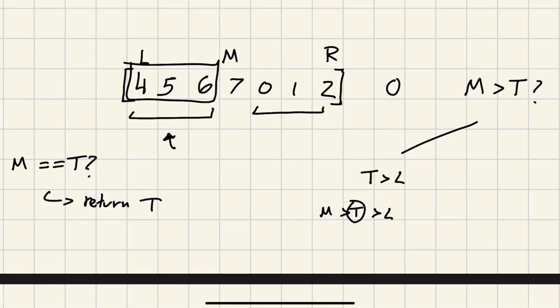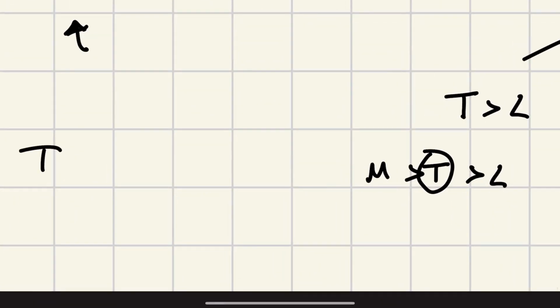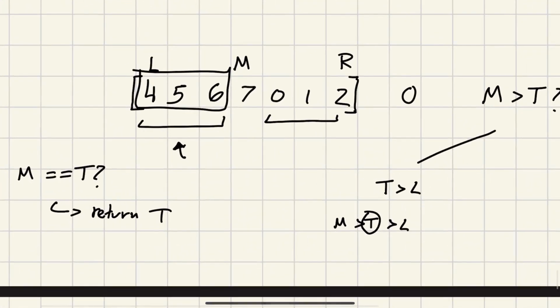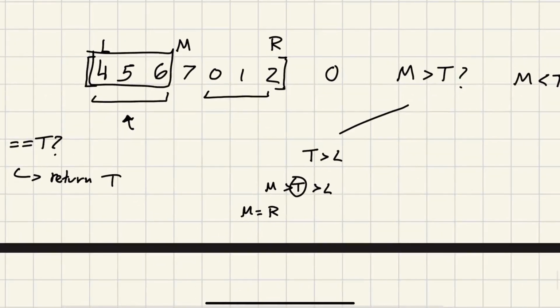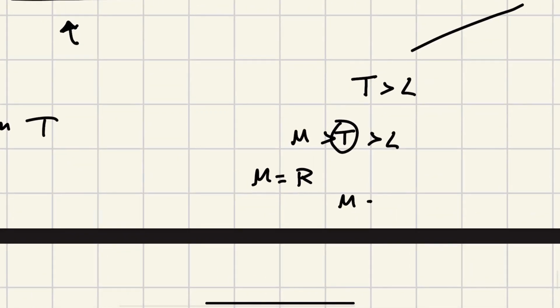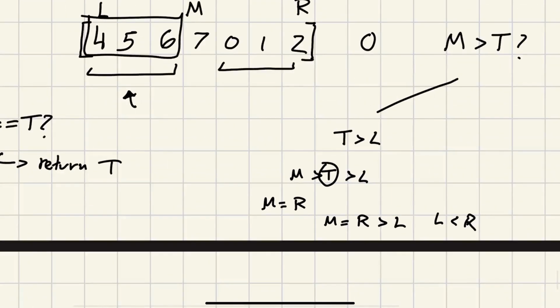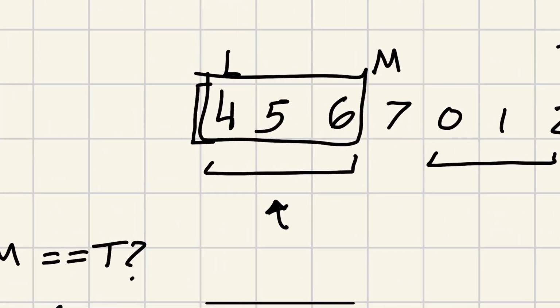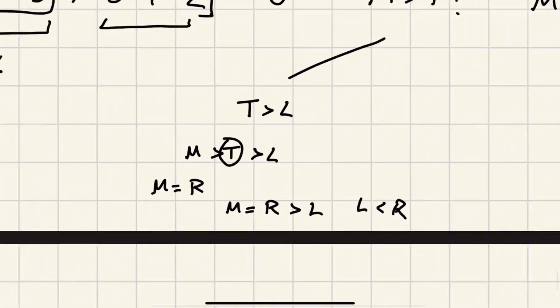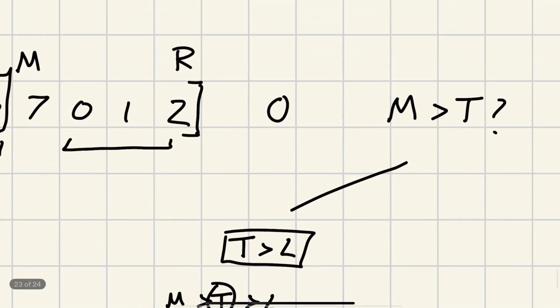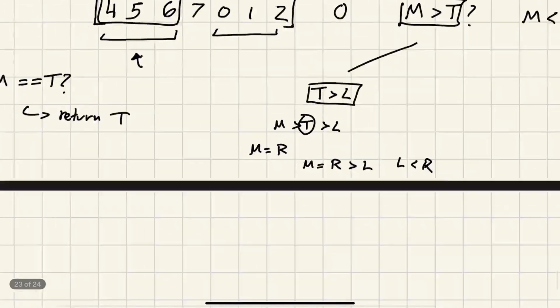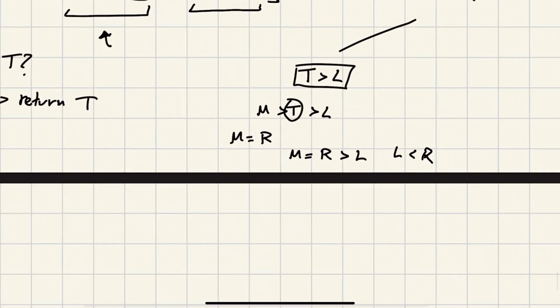Now, why is it a sorted subarray? In this subarray, m is actually our new right. And remember, I told you that this inequality holds. Here, m is equal to r, which is greater than l. So l is less than r, meaning that this subarray is in fact sorted. That means that since target is greater than left and we know that target is less than m, it's somewhere in that subarray. Okay, that's one case.